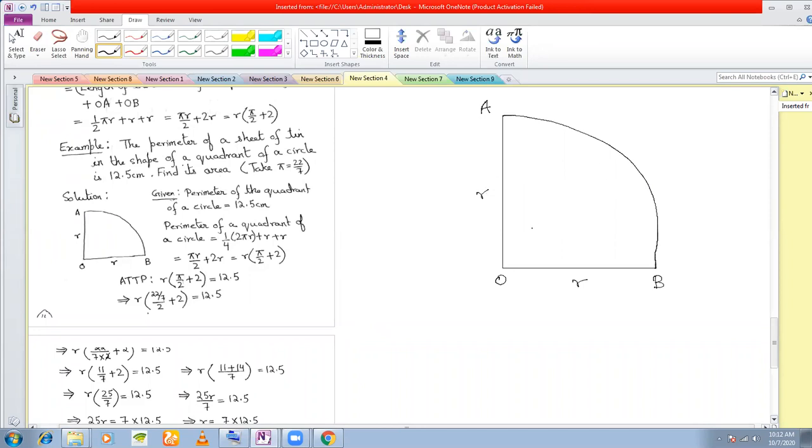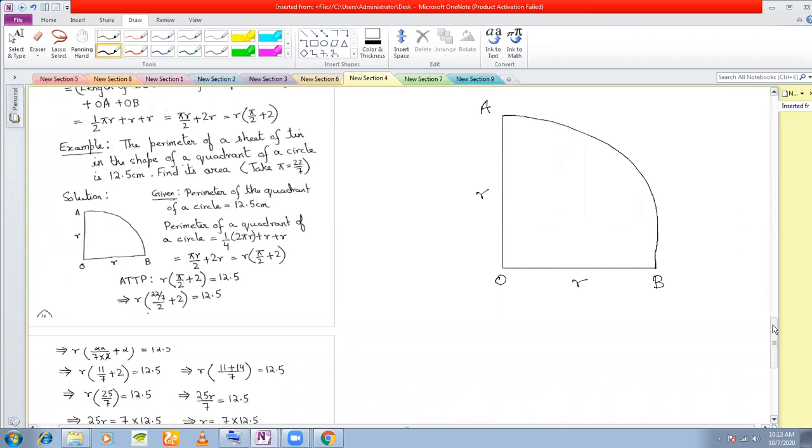In the semicircle, what was given? In the semicircle, the area was given. You have to find out the perimeter. In this case, the perimeter is given. You have to find out the area. In both types of problems, you have to find out the radius first. So since perimeter is given here, with the help of perimeter, I shall find out the radius of the circle.